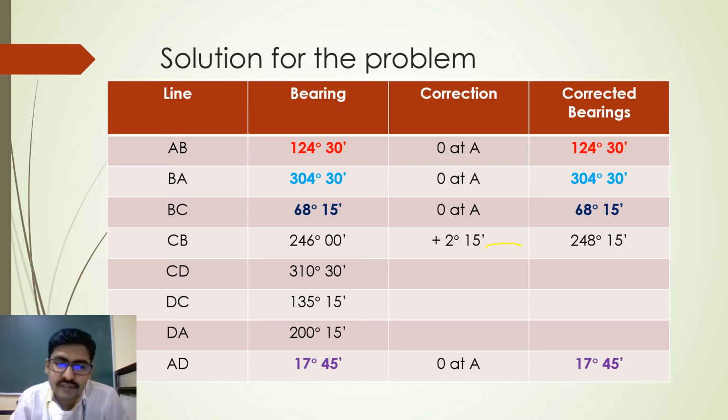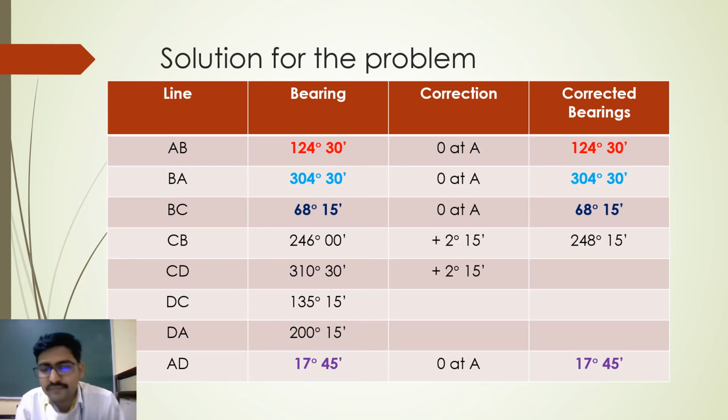So that means, if station C has got a correction of plus 2 degree 15 minutes, all the bearings which are observed from station C must have the correction of plus 2 degree 15 minutes. So now this bearing should also have the correction of plus 2 degree 15 minutes. That is what we are going to do now. So we add plus 2 degree 15 minutes to the observed bearing. Observed bearing is 310 degree 30 minutes plus 2 degree 15 minutes. How much will it be?